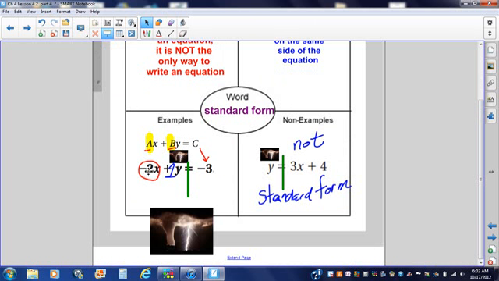A non-example: y is written on one side by itself. This is not standard form. The x is on one side, the y is on the other. This is not standard form.